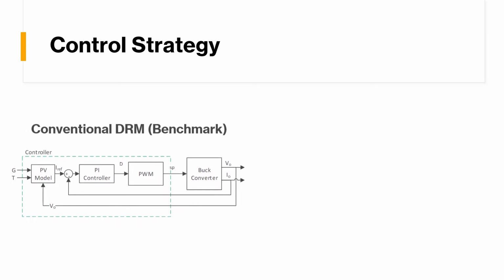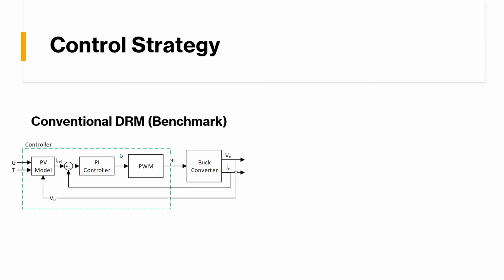Okay, next is the control strategy. As I mentioned in the objective, we use the DRM as a benchmark. So this is the block diagram for the transfer function, or the control strategy. You can see here we have already discussed the PV model, the PI controller, and the buck converter. PWM also falls into the buck converter. So basically, control strategy is just the way you connect each component.